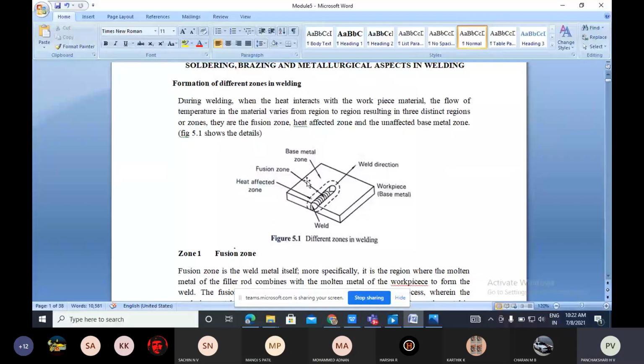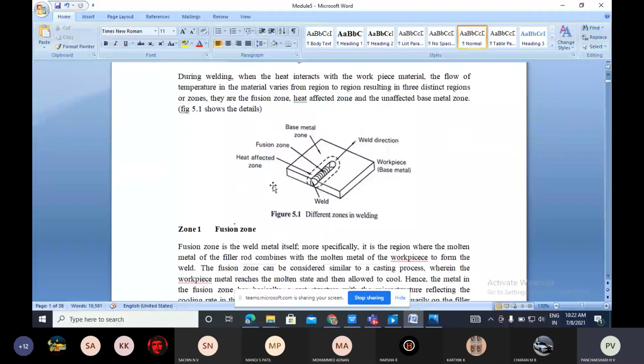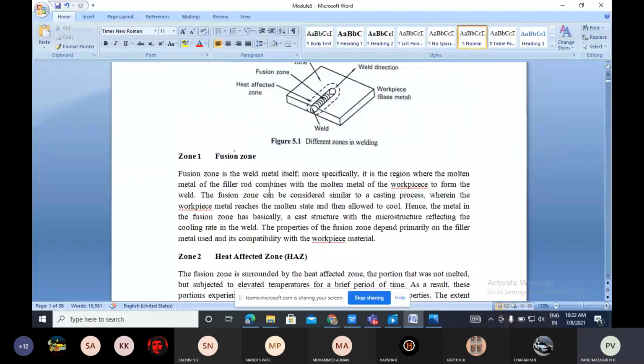Now I will explain all these things. Zone 1, fusion zone. The fusion zone is the weld metal itself. More specifically, it is the region where the molten metal of the filler metal rod combines with the molten metal of the workpiece to form the weld. The filler metal rod, that is the welding electrode we are using, or additional filler material, is melted and added along with the base metal. That zone is called the fusion zone.